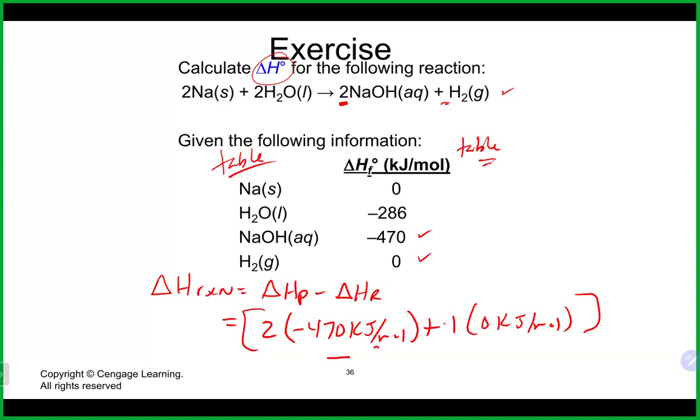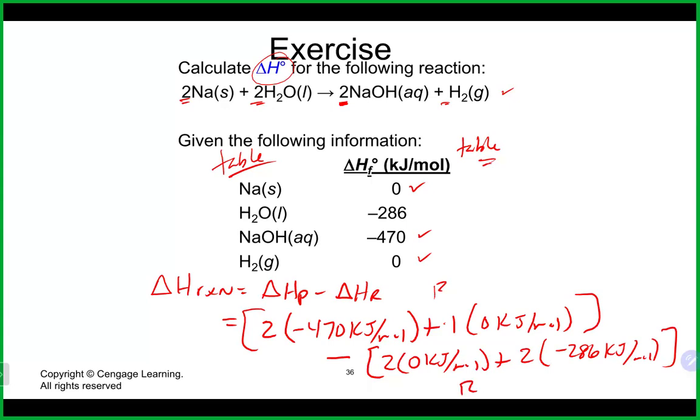We're then going to subtract it from our reactant side. We're going to do the same thing. We've got 2 times the value of sodium, which is 0 in this case. And we're going to add it to 2 times the value of water, which is minus 286 kilojoules per mole. So once again, this is the products, and that's our reactants. And if we do all that, we will end up with minus 368 kilojoules.